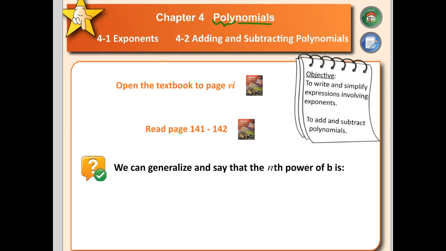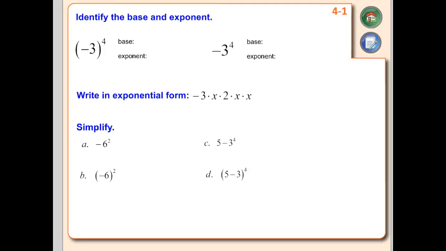So hopefully you've noticed there that we have pretty much a generalized rule on how to say the nth power of b. Now b stands for my base. N is the exponent, and so we're just going to say b times b times b until we get to the nth power of b, however many times they say. And so that's our generalized rule as we go through here. Now, let's go ahead and look at my next slide.